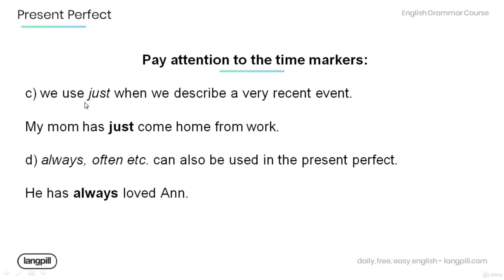C. We use just when we describe a very recent event. Have a look at the example over here. My mom has just come home from work. D. Always, often, etc. can be used in the present perfect, as in the example over here. He has always loved Dan.